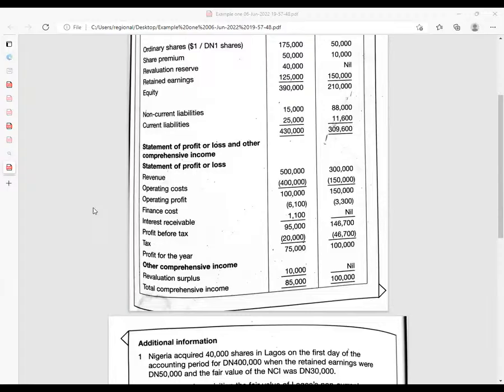So we have their revenue, their operating costs, then operating profit. I'm just following everything there. I have finance cost. After that, I have interest receivable.